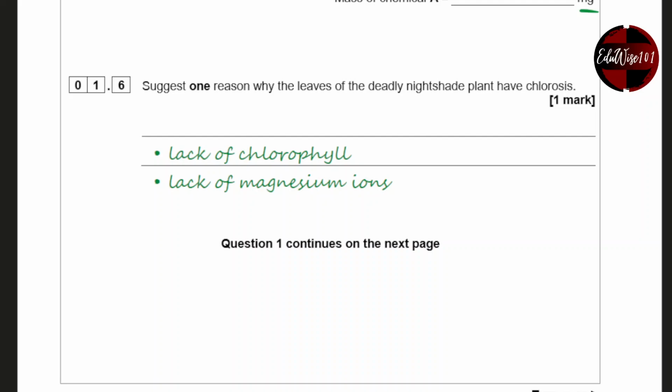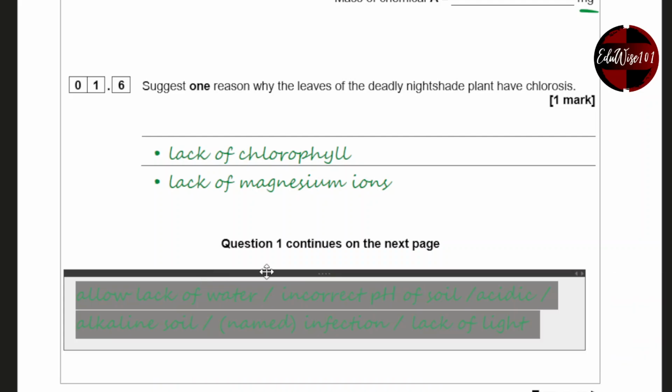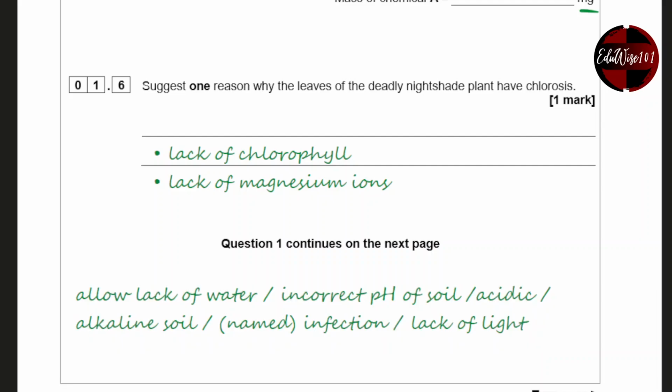But there is also a lot of other reasons why a plant leaf might be yellow. So here's a whole list of them. You could say lack of water, incorrect pH of the soil, or it's acidic, or it's alkaline. You could give a named infection, lack of light. I wouldn't say tobacco mosaic virus because it's not the tobacco plant that you're talking about.